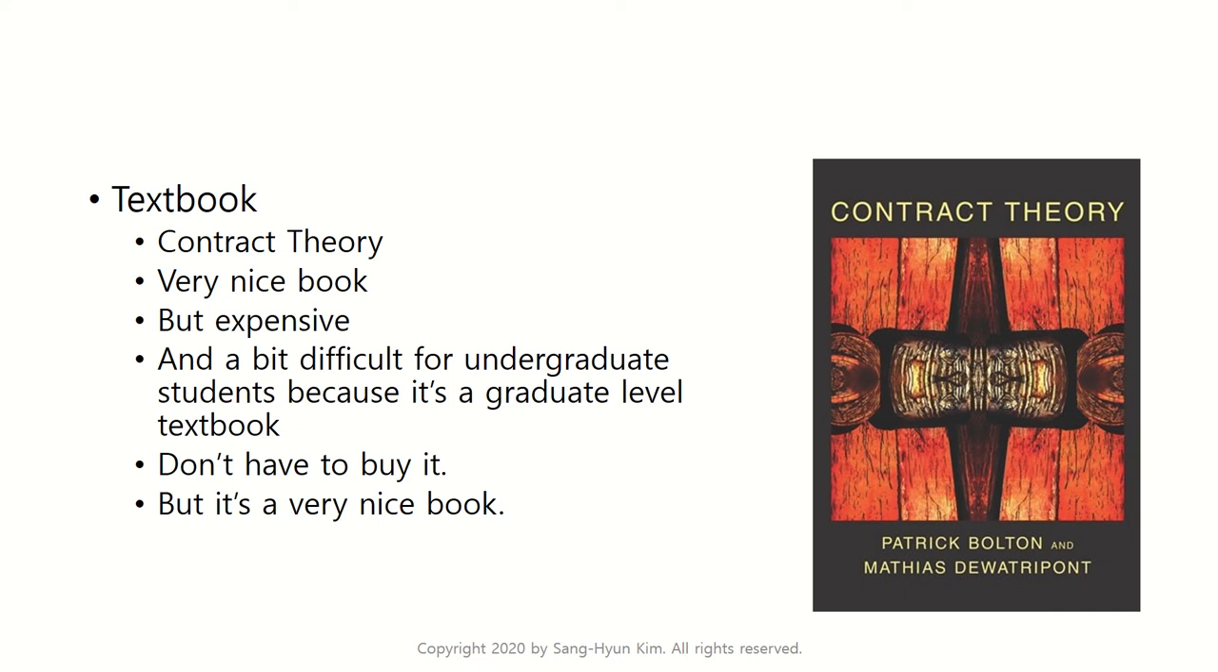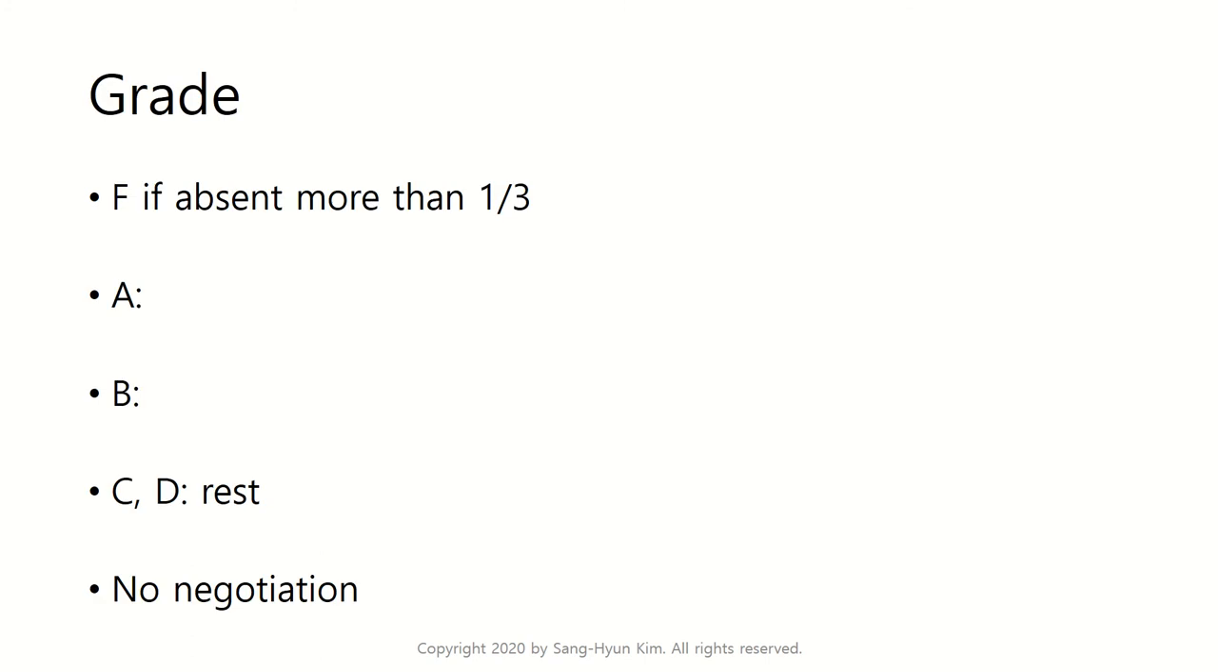And if you are interested in studying more, like if you are planning to go to graduate school, then it's not a bad idea to buy this book and read it because it's a very nice book. All right. And about grade, you will get F if you are absent for more than 1/3. But given our circumstance, it's not really easy to check the attendance, so this is not really a binding constraint, so you don't have to worry about getting F.